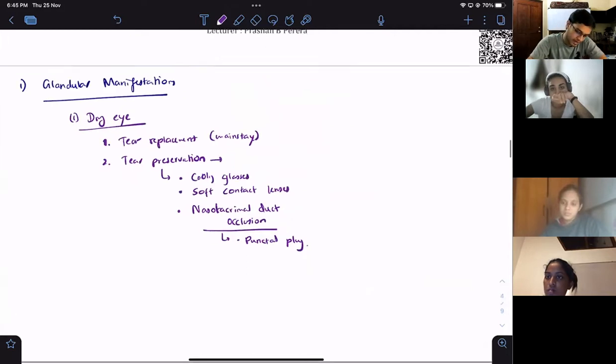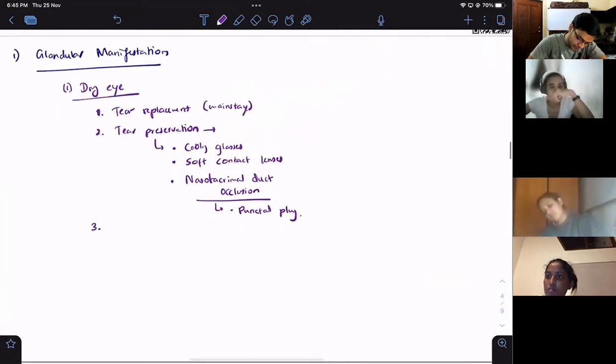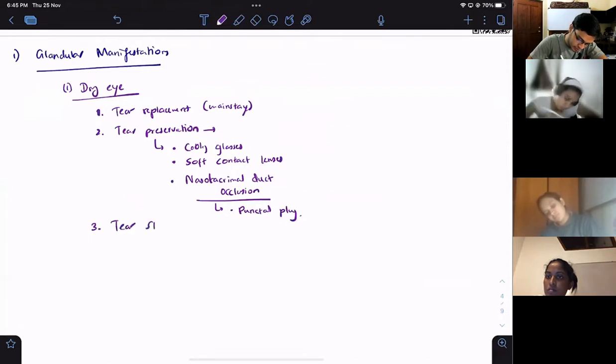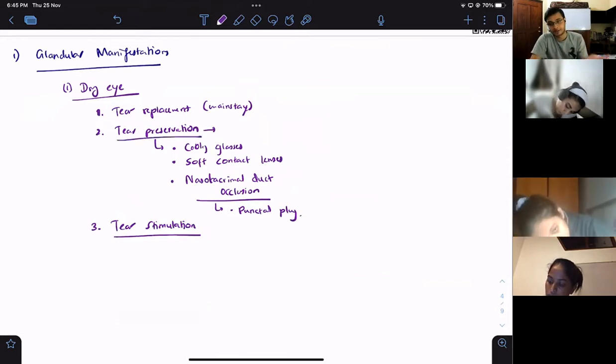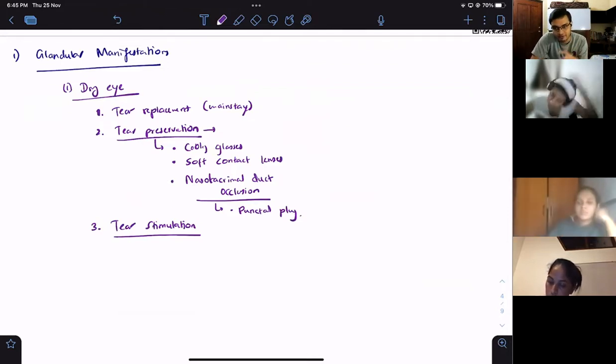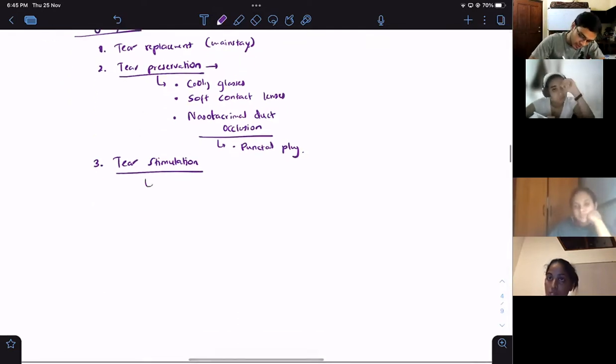Then the next approach we can try is, guys, tear stimulation. That means what? Now, we did tear preservation. Whatever was produced, we tried to preserve it. Now, if that production is also so less, we can stimulate the tear gland. We know that the tear gland is undergoing inflammation and damage, but we can stimulate whatever active cells to produce more tears. How do we do this, guys?